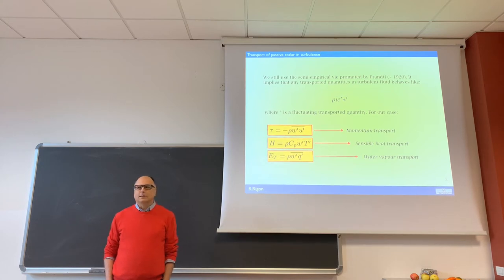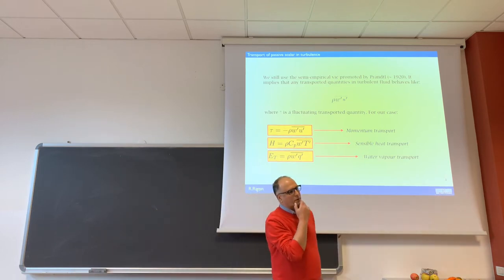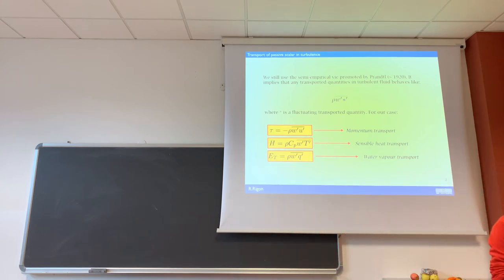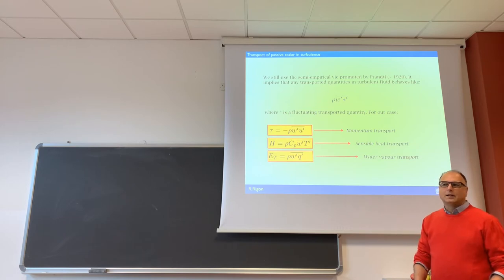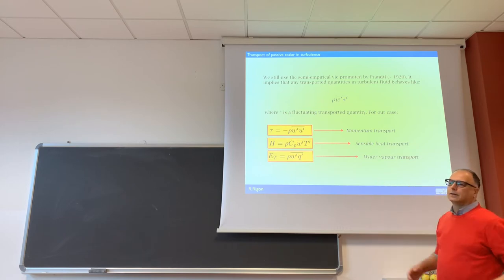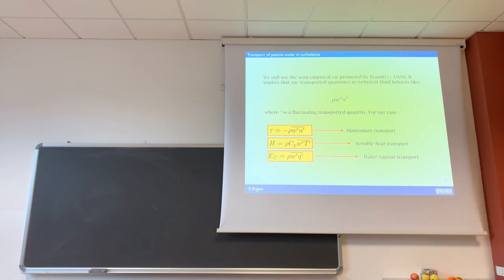To summarize the theory of Prandtl in a single formula: if you have something, asterisk, that is transported by turbulence, the fluctuation of its movement, its transport, in any case, is a product of rho, the density of the thing, w, which is the variation, the oscillation of the velocity in the vertical direction, assuming that you take some control volume based on the floor and then take some atmosphere, plus the fluctuation of the quantity you are measuring.